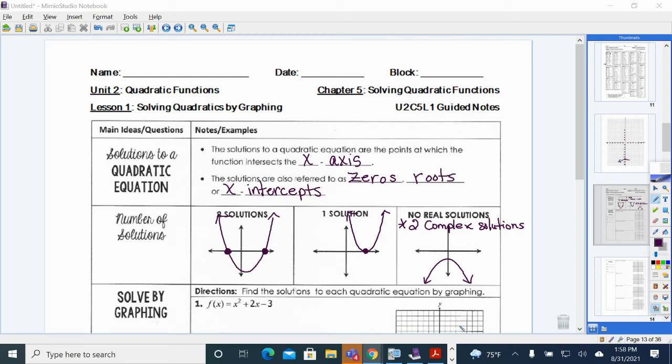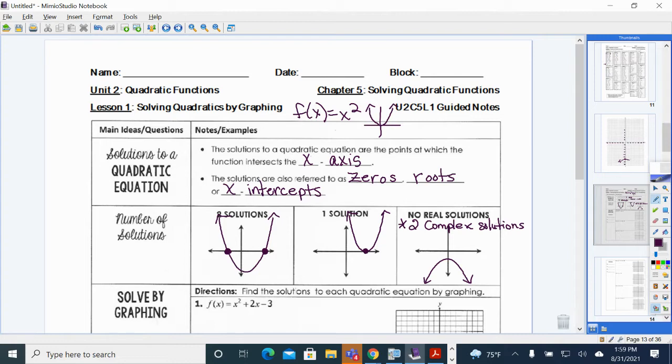This video is on Unit 2, Chapter 5 on solving quadratic functions, lesson number 1, solving quadratics by graphing. So the whole focus of this chapter is solving quadratic functions. We know from the parent function chapter that the quadratic is f of x equals x squared, and the graph was the parabola. Okay, so that's the parent function that we studied.